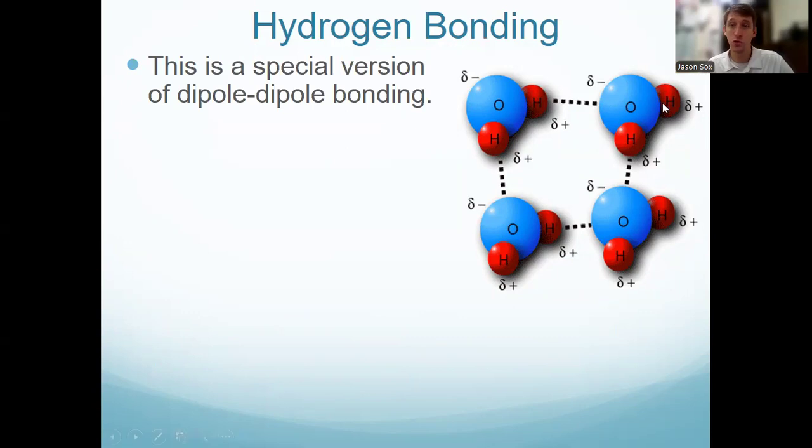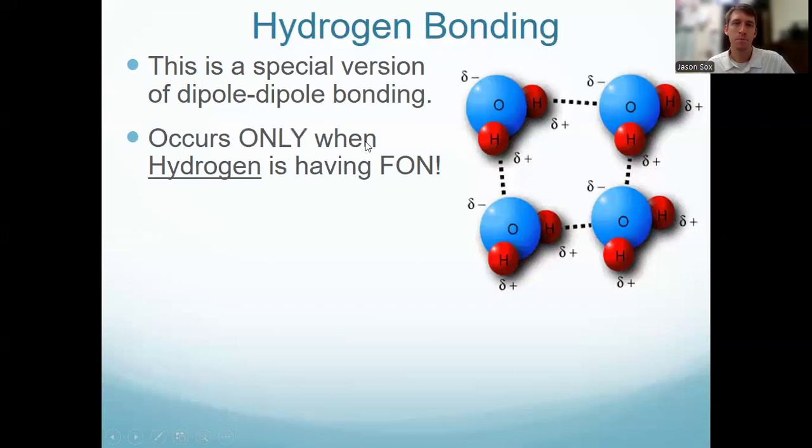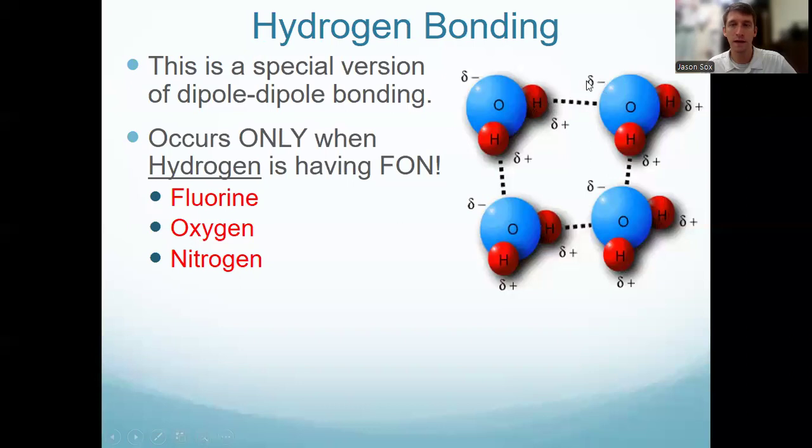So again, it's between two polar molecules. In this case, we're still hanging out with water, but I sort of make up this joke that hydrogen bonding only happens when the molecule is having fun, right? Notice the play on fun. So this special bond between different molecules, positive of one molecule and the negative of the other, can only exist between hydrogen, hence why it's hydrogen bonding, and three other elements. Hydrogen's having fun, right? So hydrogen can be in interactions with fluorine, oxygen, and nitrogen.